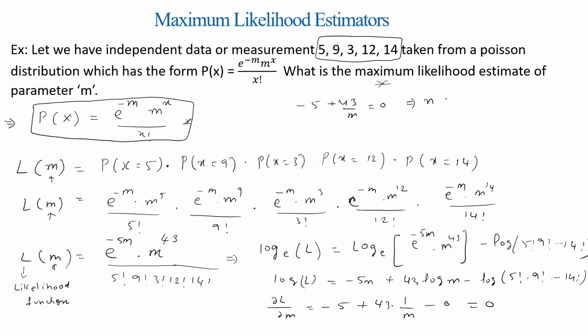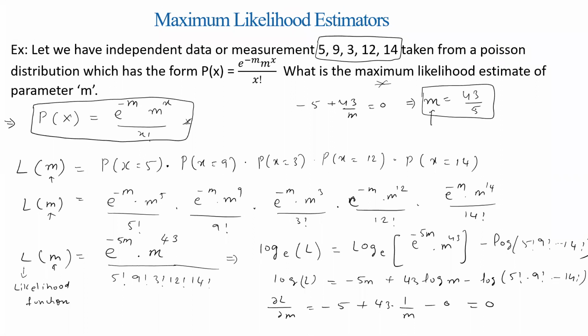So what is the m value you will get here? You will get m value as 43 by 5. So here I have got the maximum likelihood estimator of parameter m, which is for Poisson distribution.